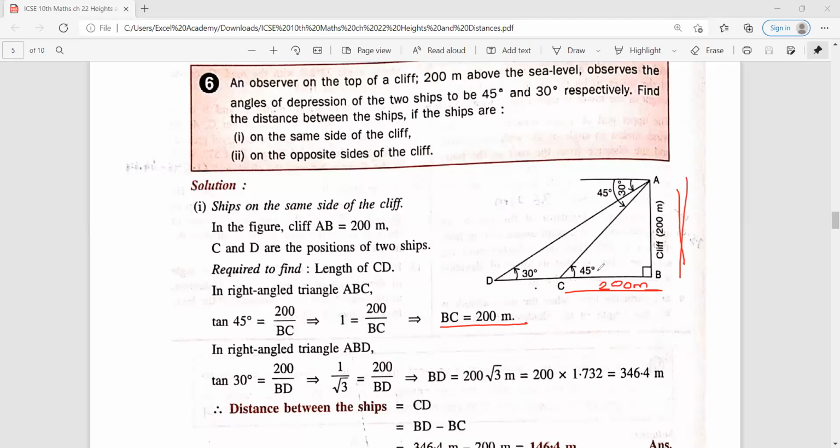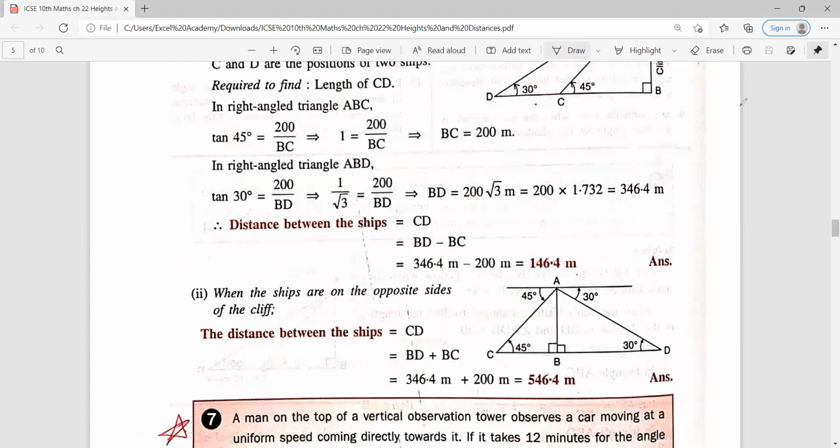If AB is 200, BC is also 200, because tan 45 is 1. So perpendicular and base are the same. Now in the second triangle, triangle ABD, tan 30 is equal to AB upon BD, that is 1 upon root 3 is equal to 200 upon BD. So BD is equal to 200 root 3, that is 200 into 1.732, which is 346.4 meter. So the distance between the ships will be CD.